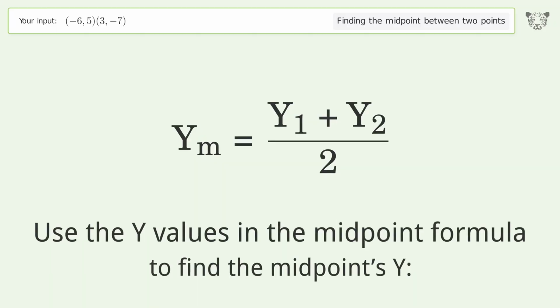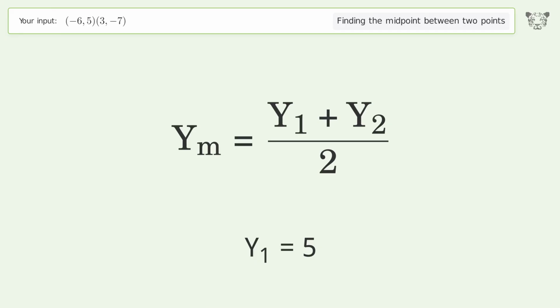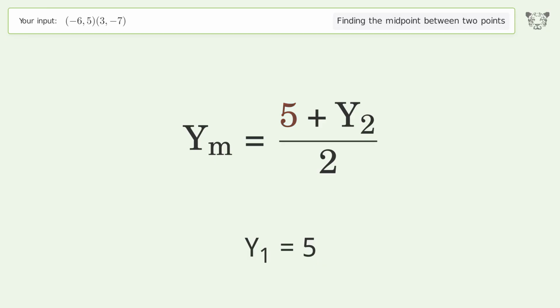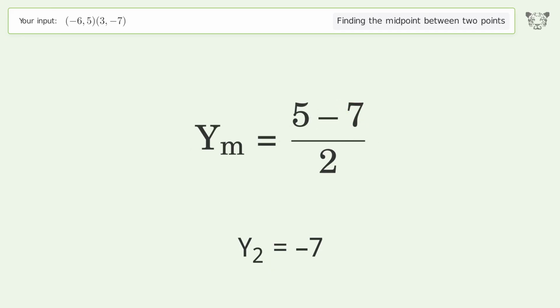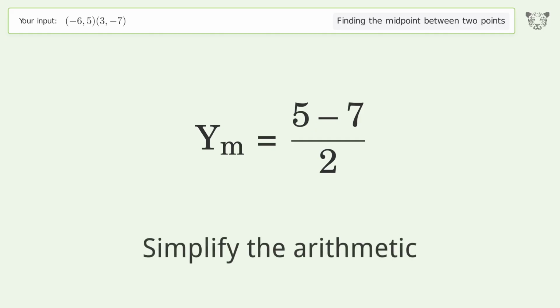Use the y values in the midpoint formula to find the midpoint's y. y1 equals 5. y2 equals -7. Simplify the arithmetic.